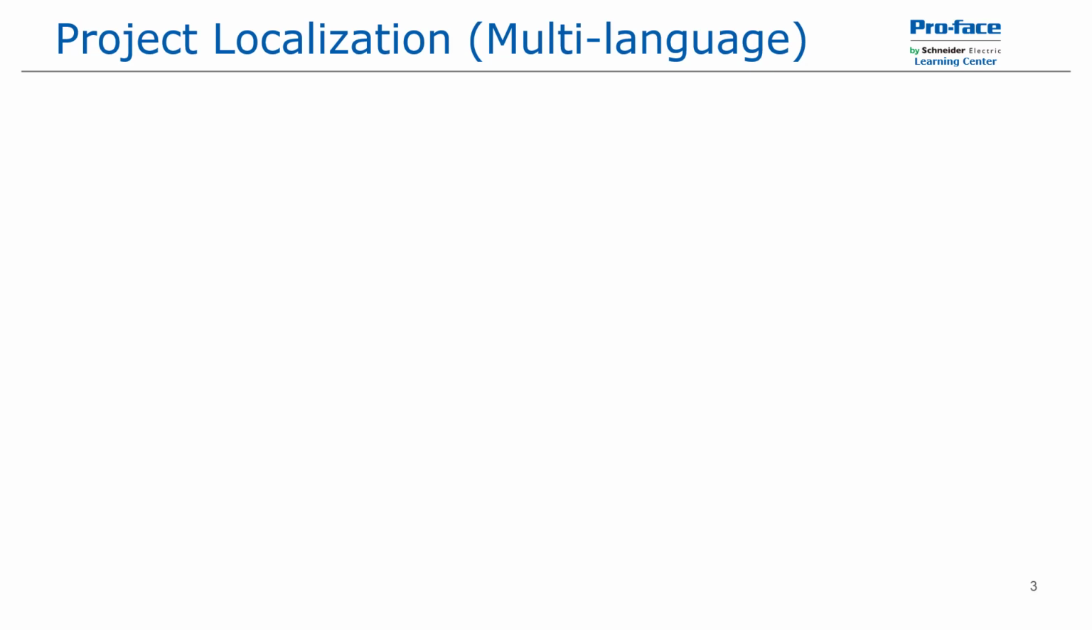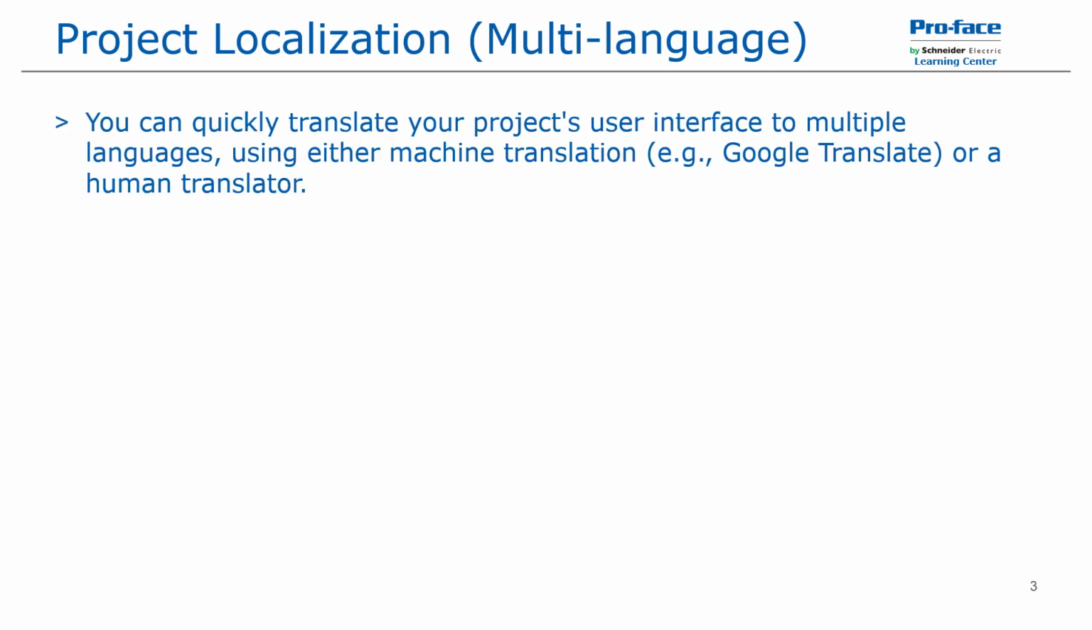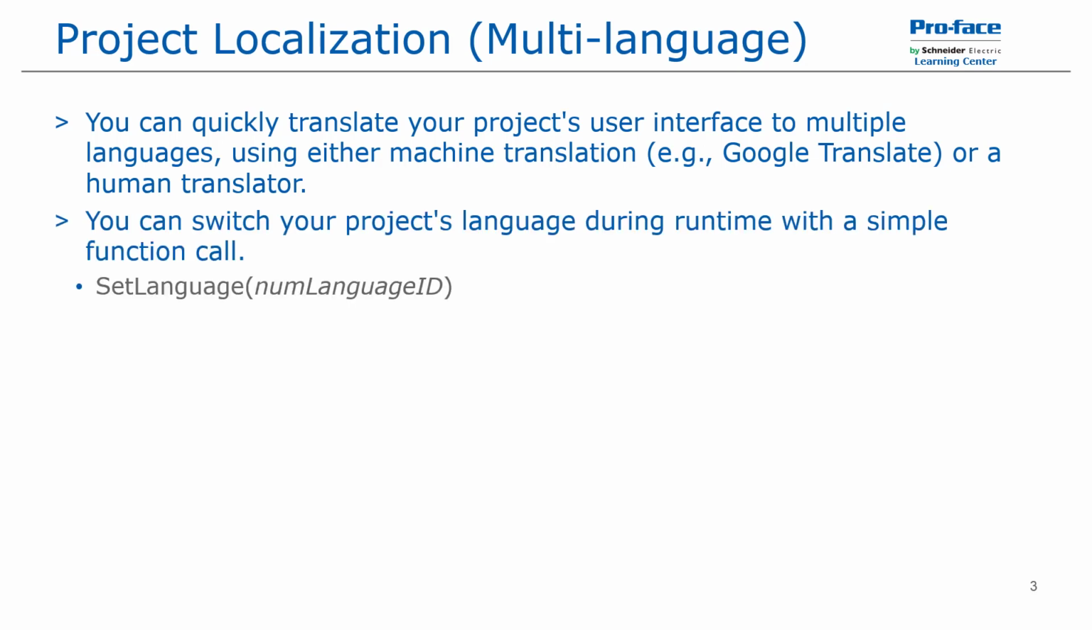So with project localization or multi-language, you're able to quickly translate the project's user interface into multiple languages using either machine translation, such as Google Translate, or a human translator. You switch through the project's configured languages during runtime with a simple function call. And the function is SetLanguage, and then inside of parentheses, you give the language ID number as the parameter.